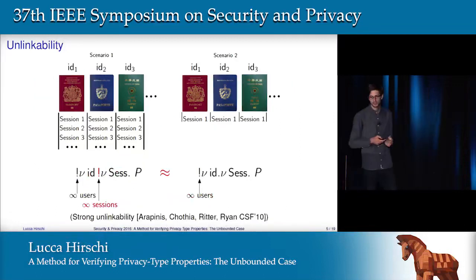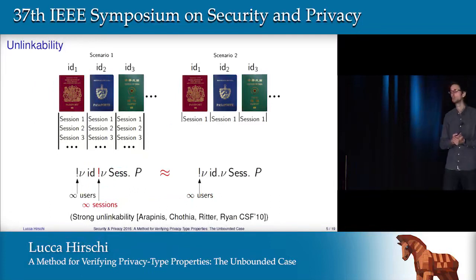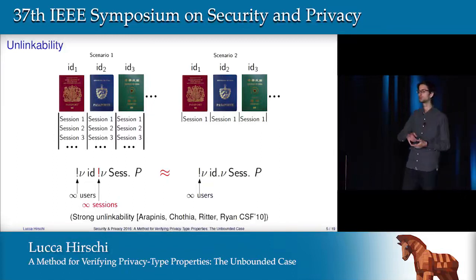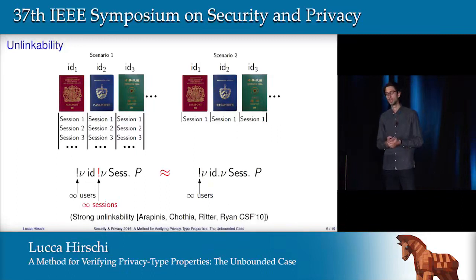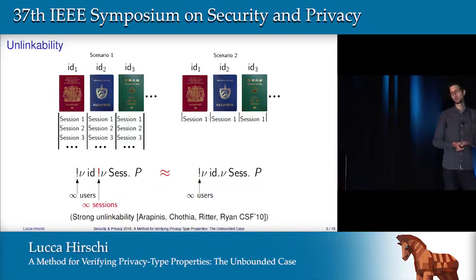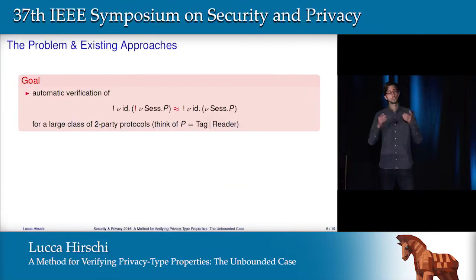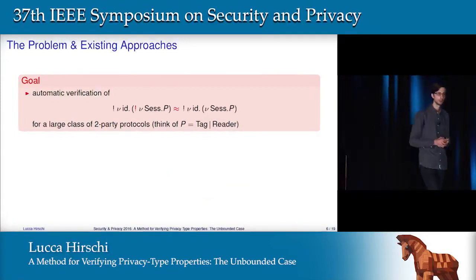And we can encode this into our process algebra using replication and creation of names. So for example, for the first scenario, we will have two replications. The first one creates infinitely many users, and the second one creates infinitely many sessions. And that is strong unlinkability as defined in this paper from CSF 2010, and this is what we want to verify. Our goal in this work is to automatically check this property for a large class of two-party protocols.